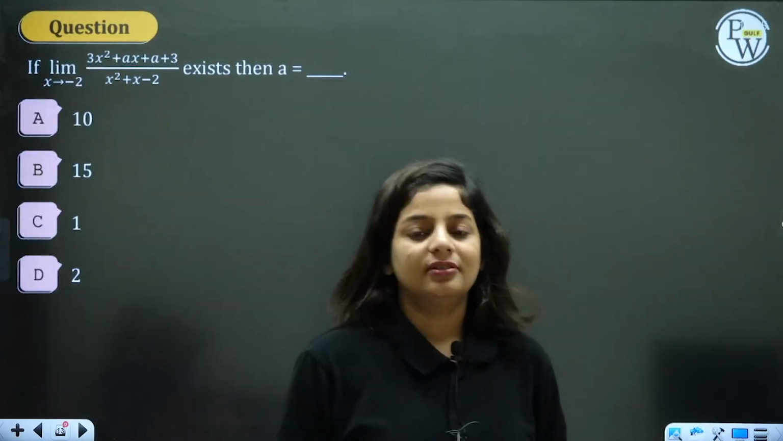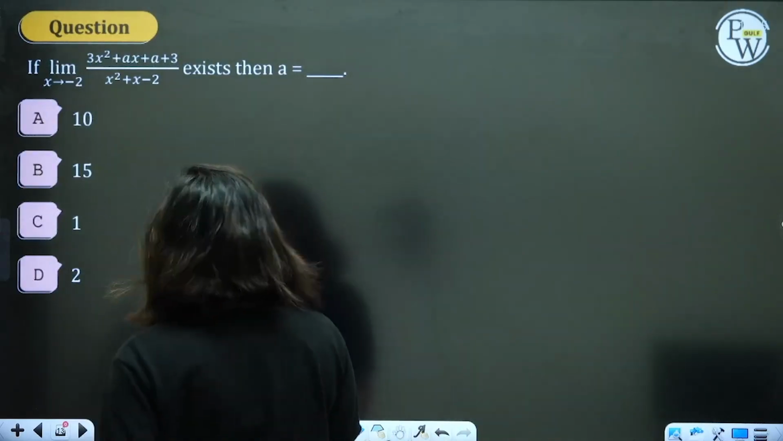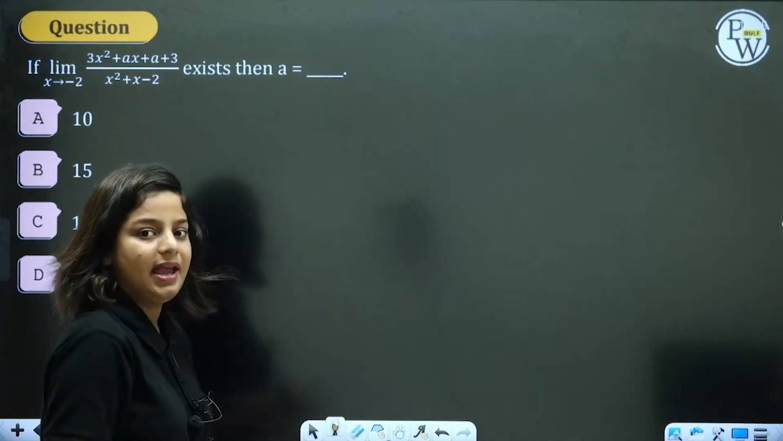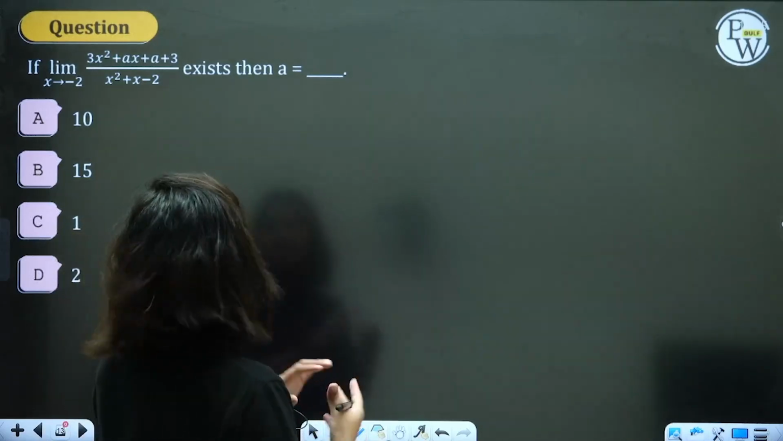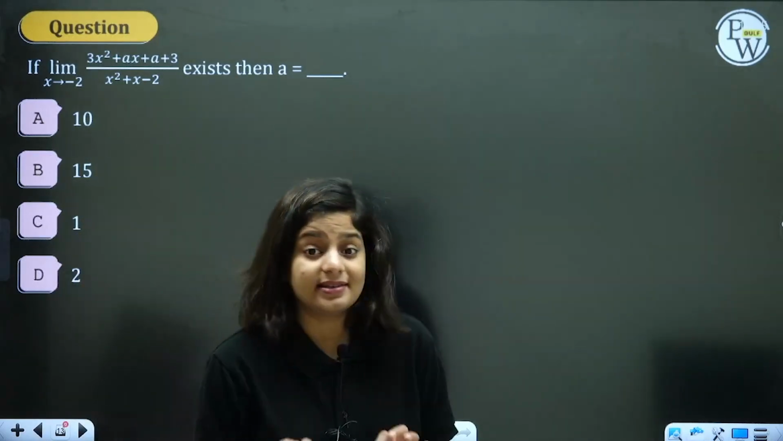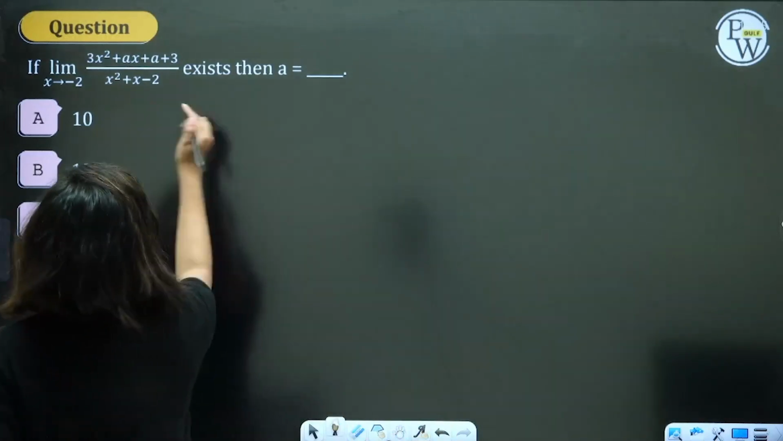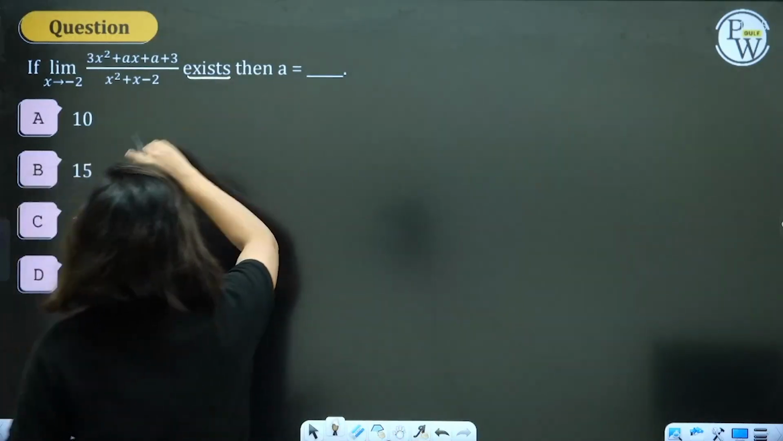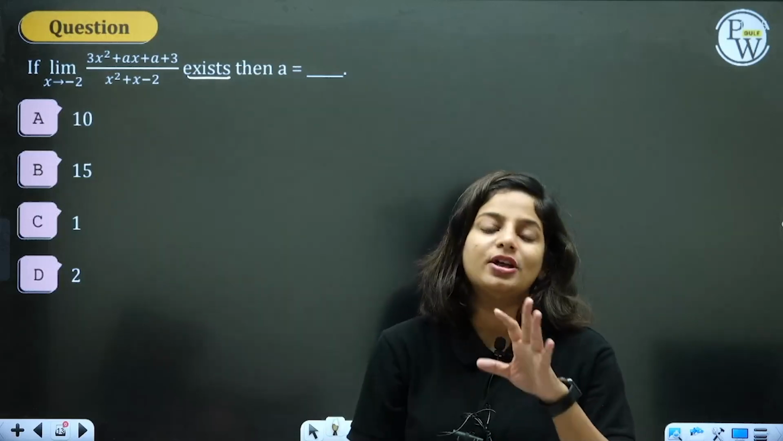Next question. Limit x tends to minus 2 of (3x square plus a plus 3) upon (x square plus x minus 2) exists. If this limit exists, then what is the value of a? Options: 10, 15, 1 and 2. You can pause and think about it.